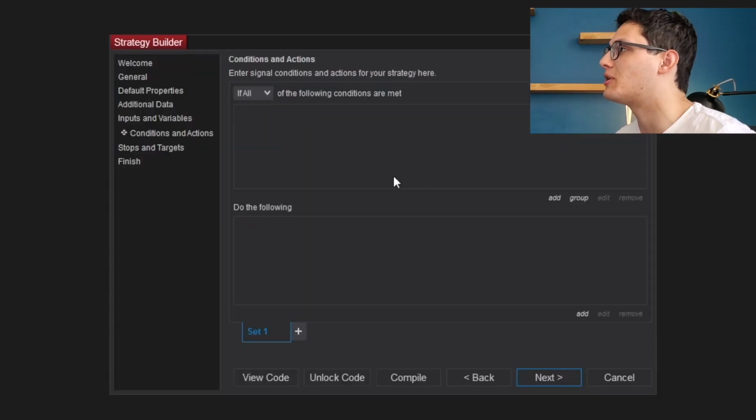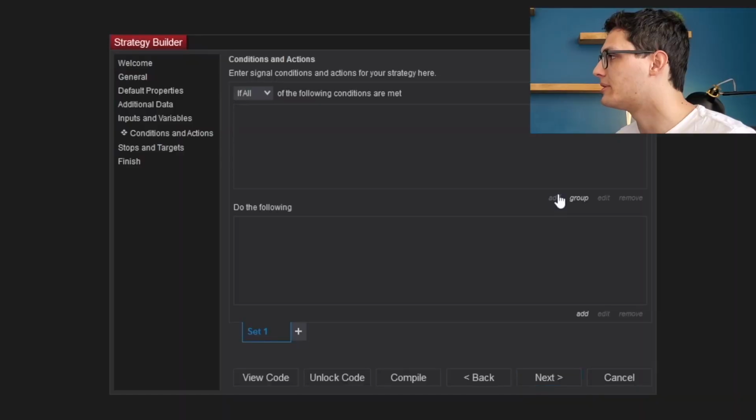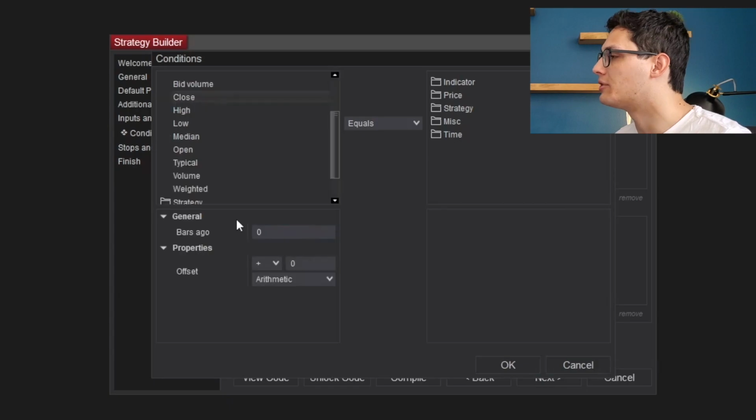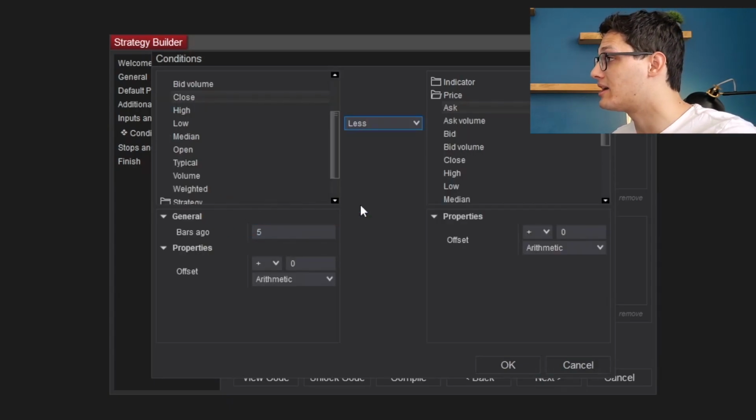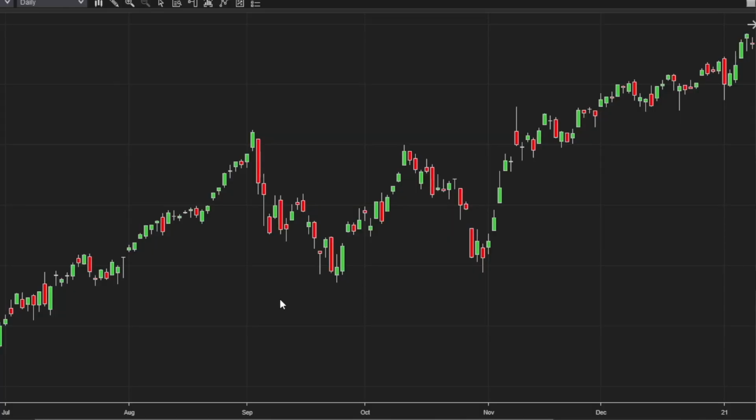Okay, so let's make up our trading strategy. So these are different conditions and actions that we can set up. So if all of these conditions are true, what should we do? So let me add something here. I'll make it so that if the price close from 5 bars ago is less than the current price. So if the price from 5 ticks ago, which in this case would be 5 days ago, is less than the current price, we're gonna buy.